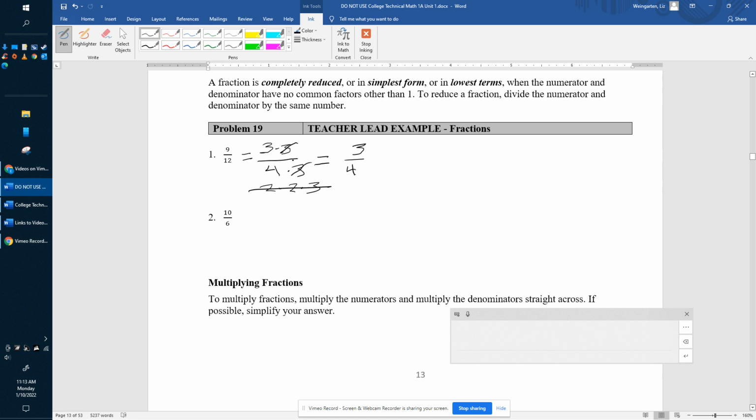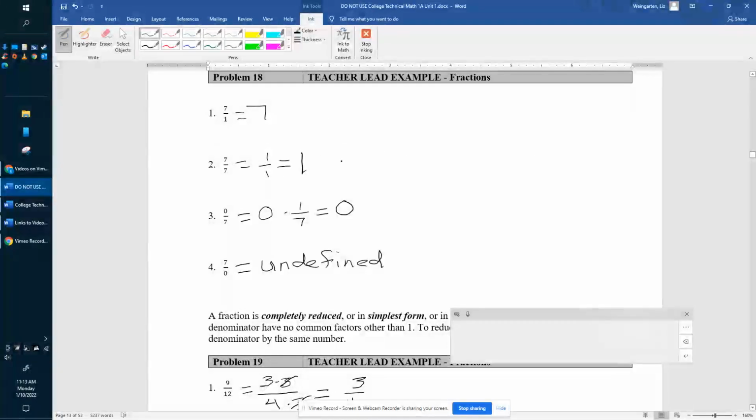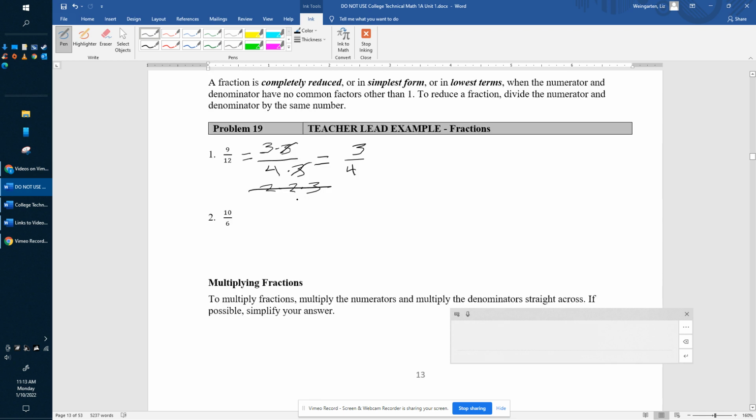So how could we cancel these out? Well, looking at the rule that we had above, we have a number over the same number. It reduces to 1 over 1, which is 1. 1 times any number is just going to be that number. So that's how it reduces down to 3/4.